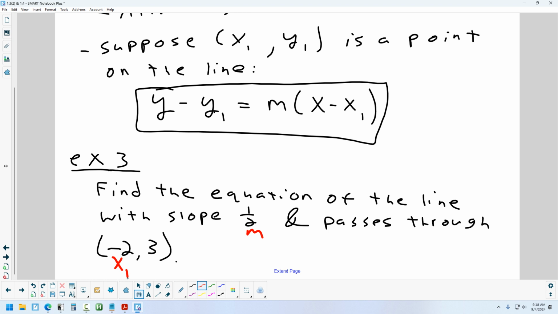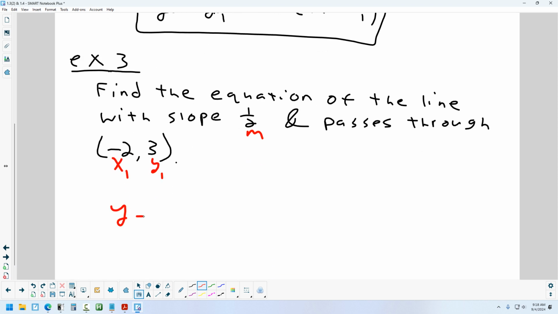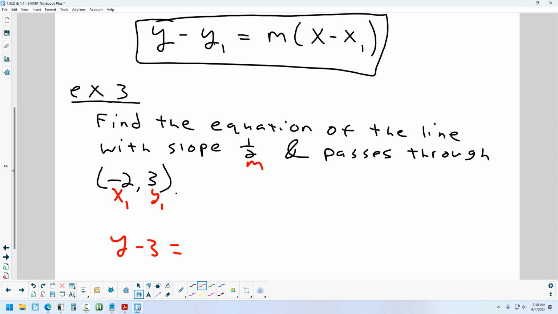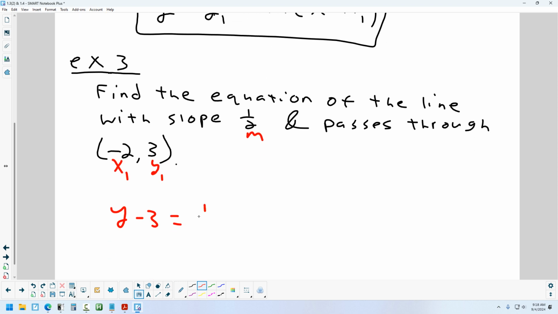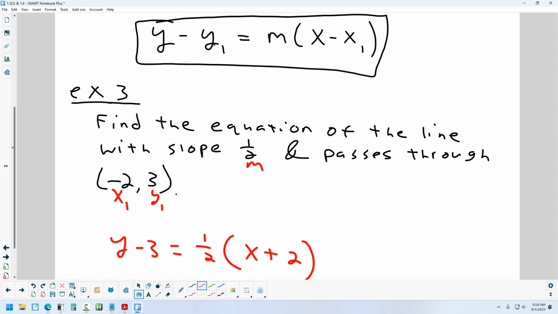And Kaylee, what about the 3? Your y1. Yep. So you don't have to find the intercept at all. Even though it's not given to you, you don't need it. So let's fill everything in. Y minus y1 equals m times x minus x1. I changed it to a +2 because it's x minus minus 2.